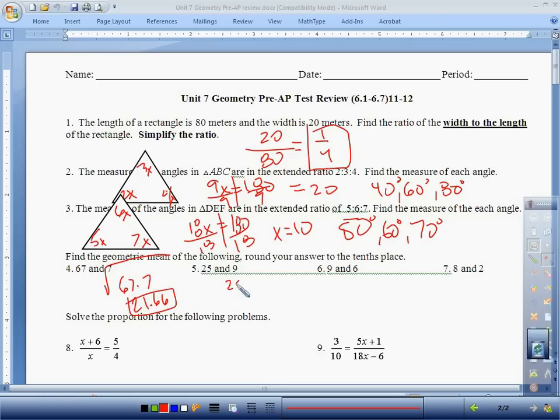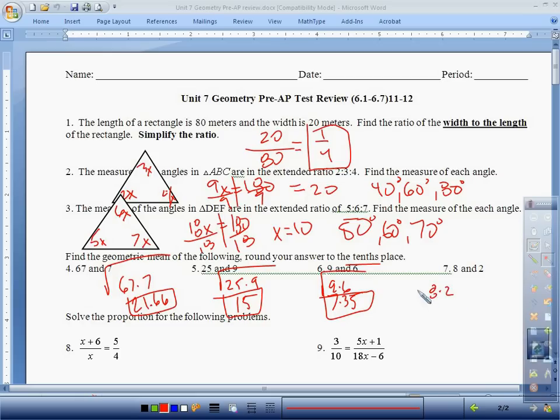I have 25 times 9, square root that quantity. This one works out to 15. 9 times 6, square root it, we get approximately 7.35. And it does ask you to round to the 10th place, so that would round to 7.4. This one to 21.7.